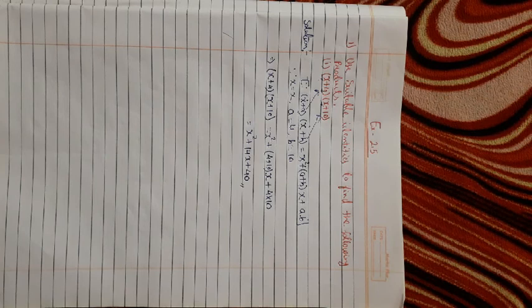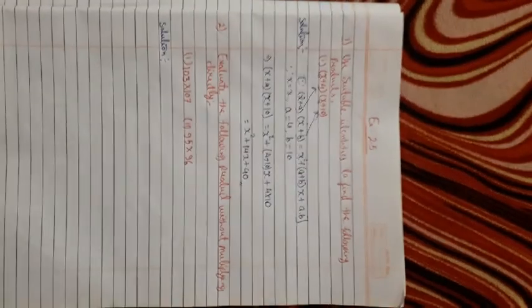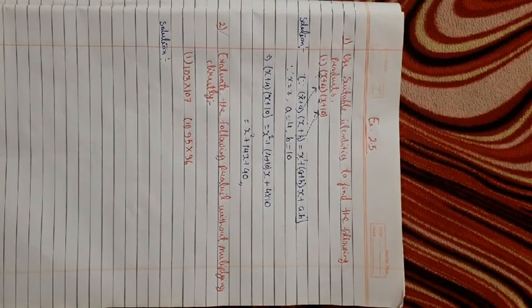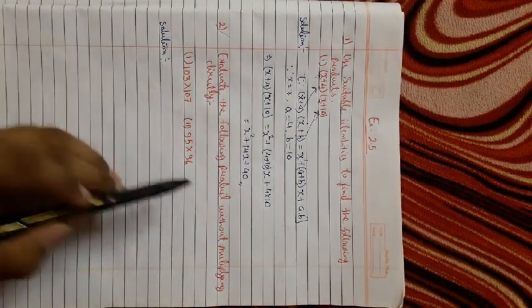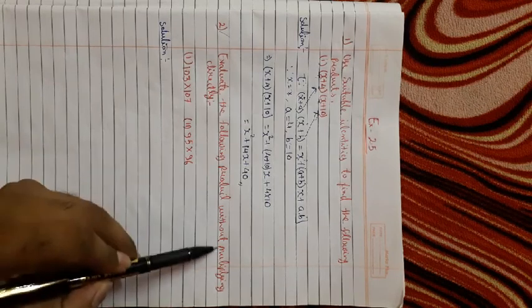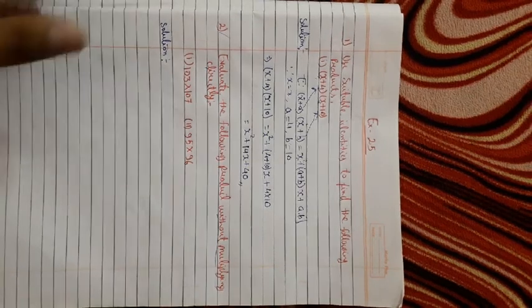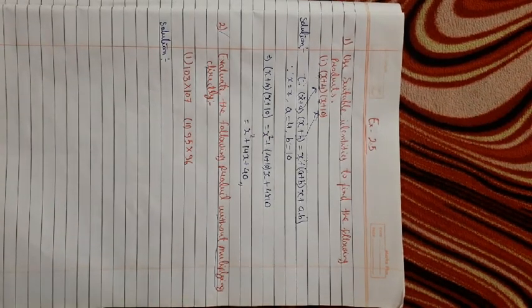Now we'll see question number two. The question is: evaluate the following product without multiplying directly. The sum given is 103 into 107. If the line 'without multiplying directly' was not written here, then we could multiply it directly and find the answer. But here they have written that without multiplying directly we have to evaluate.